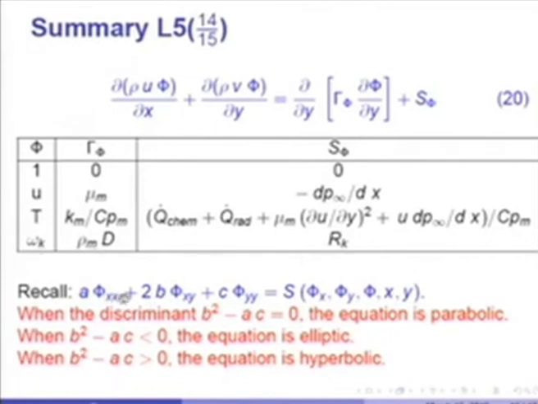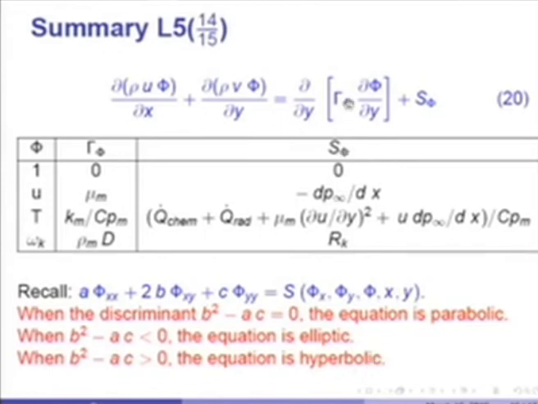Now, you will recall from your undergraduate studies that any two-dimensional differential equation written in the form A into phi xx plus 2b into phi xy plus c into phi yy equal to some source term right hand side, which may contain gradients of phi and so on and so forth, then the discriminant b squared minus ac, if it is 0, then the equation is called parabolic. If b squared minus ac is less than 0, the equation is elliptic, and if b squared minus ac is greater than 0, then the equation is hyperbolic.